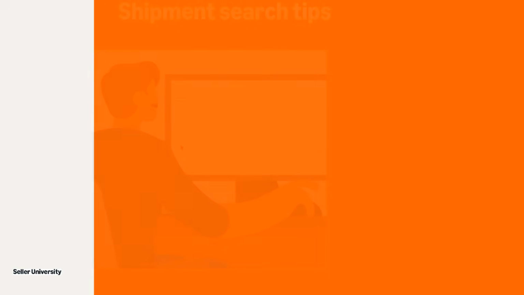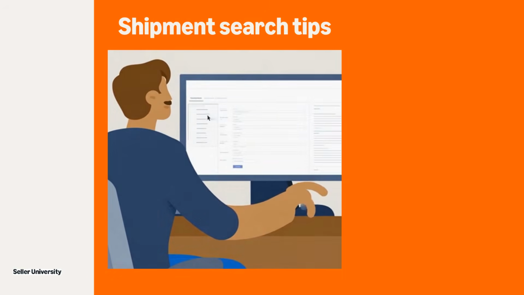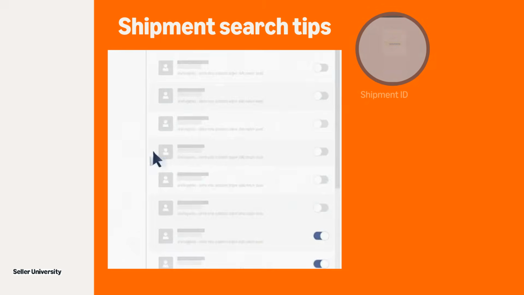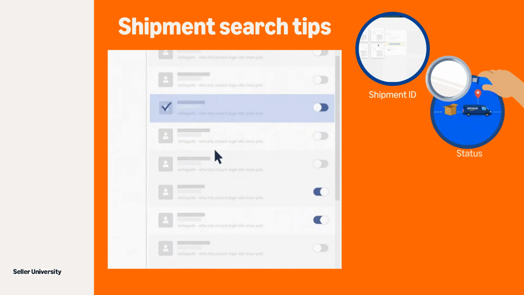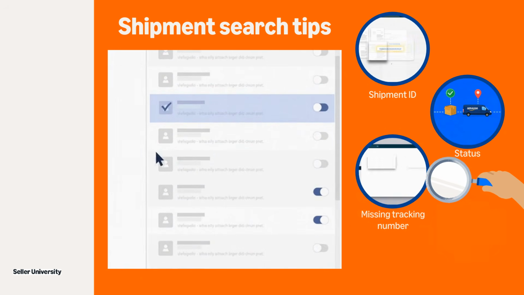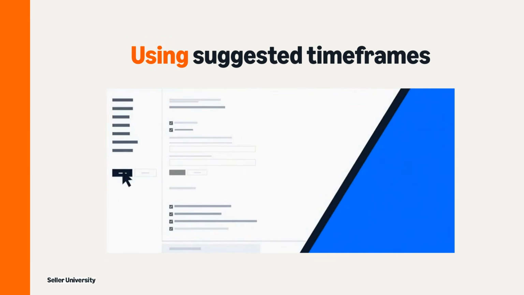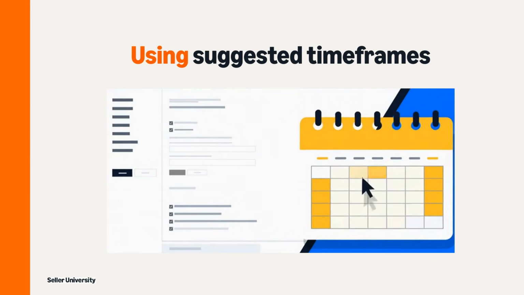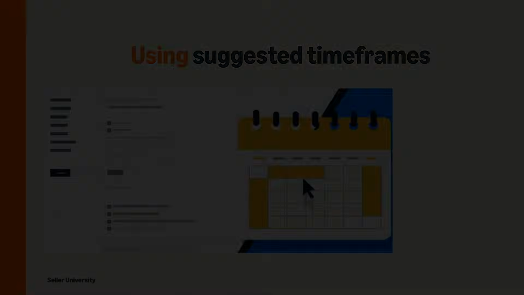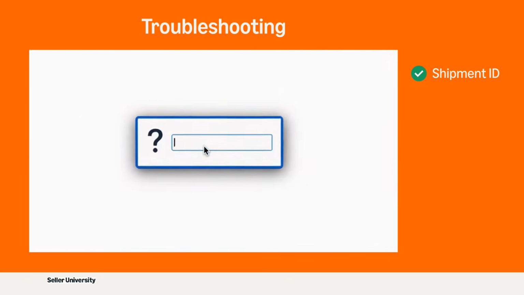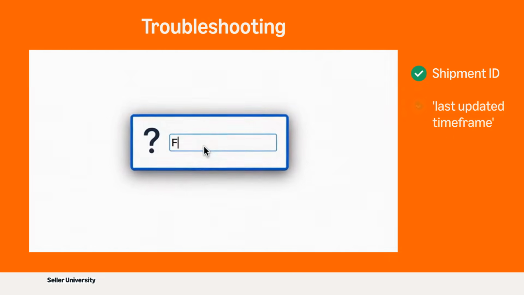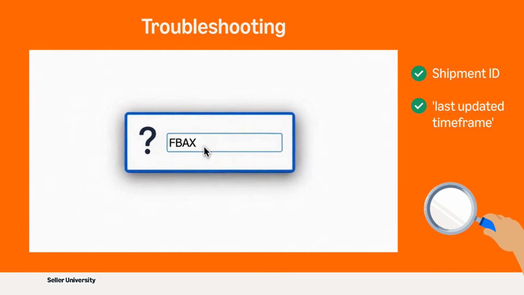If you are looking for a specific shipment, use the search function. You can search by shipment ID, status, missing tracking number, or last updated date. You can also use suggested timeframes to find shipments that may be stalled or need follow-up. Use shipment ID search when you are troubleshooting a specific order. Use the last updated timeframe filter to identify shipments that have not moved recently.